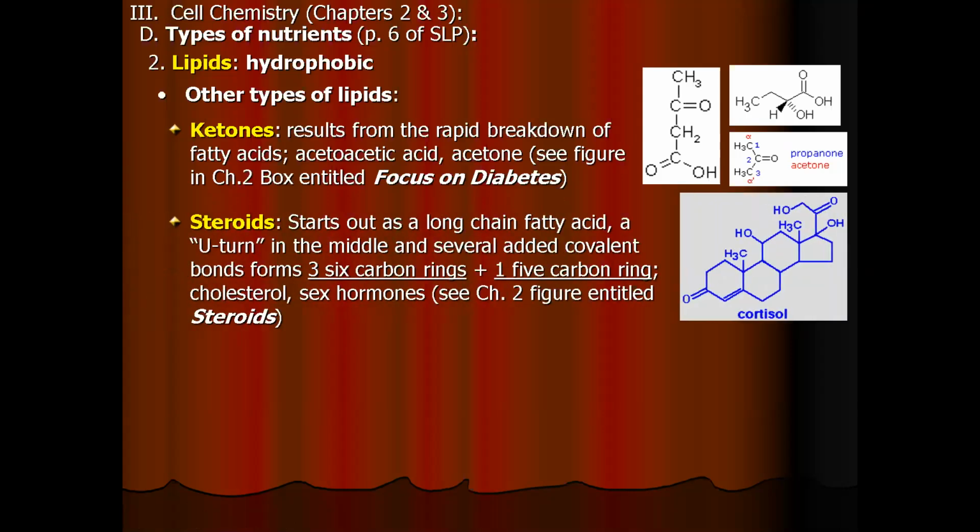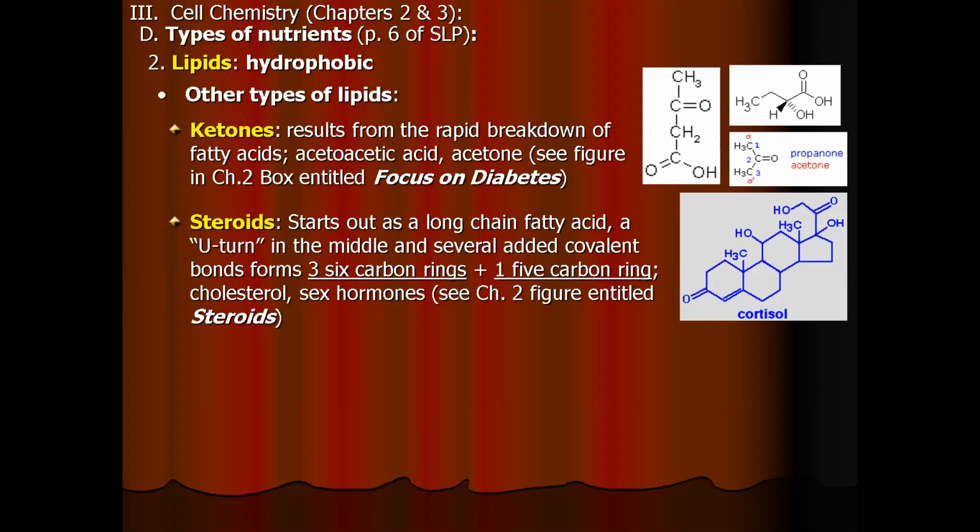Steroids. Steroids start out as a fatty acid. And then they form this classic 4-ring structure. And it is 6, 6, 6, 5. 3 of the rings are 6-sided hexagons. 1 is 5-sided. But since they start as a fatty acid, all of those are also hydrophobic.